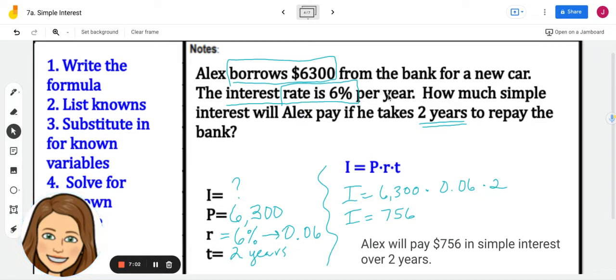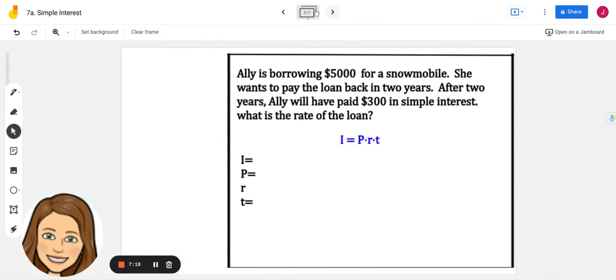the bank, but on top of that, Alex is going to have to pay $756 more just to borrow that money. Borrowing money is not free, okay? You have to pay a fee to borrow that money. So the faster you pay it back, the less you'll have to pay. All right, one more example.